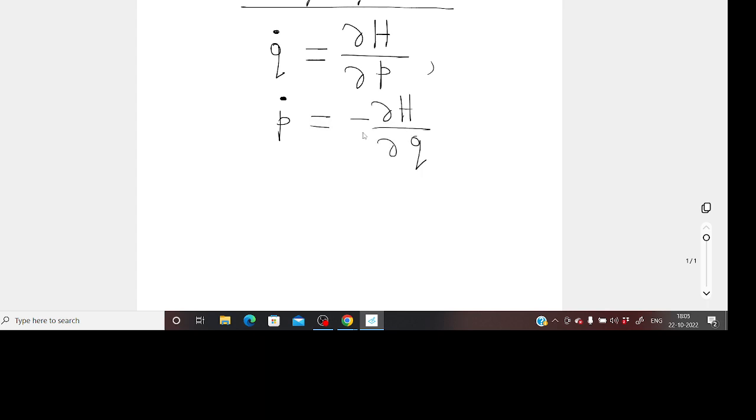So last day we were discussing Hamilton's equations of motion, which are q dot equal to del H del p and p dot equal to minus del H del q. Here H is the Hamiltonian, which is a function of q and p, and here q and p are generalized coordinate and generalized momentum respectively. So H is a function of q and p.